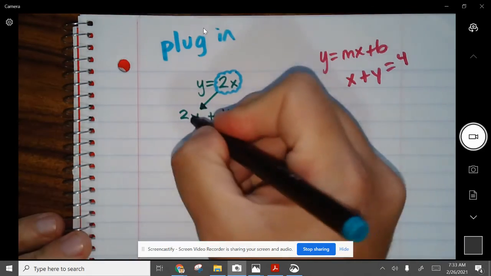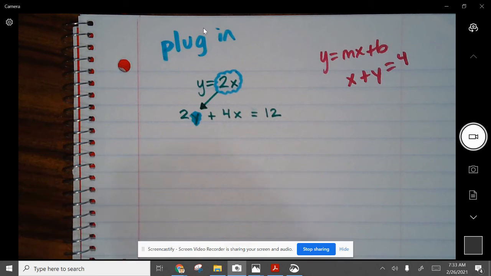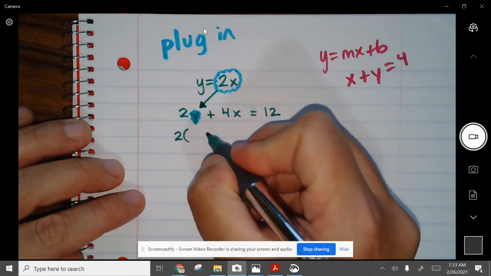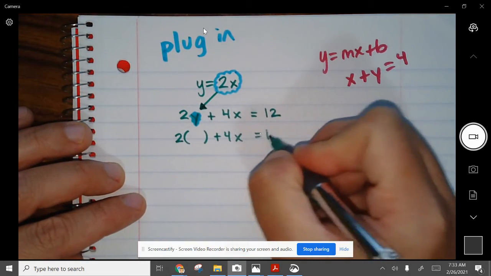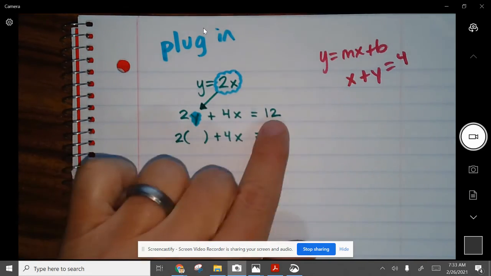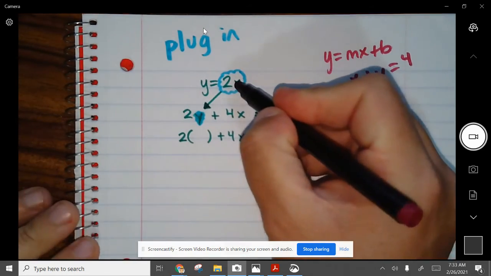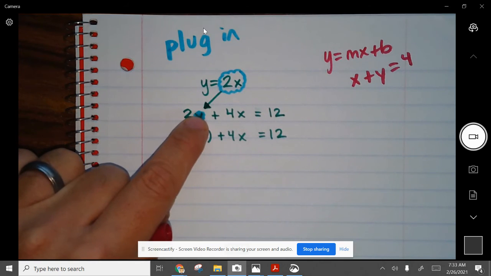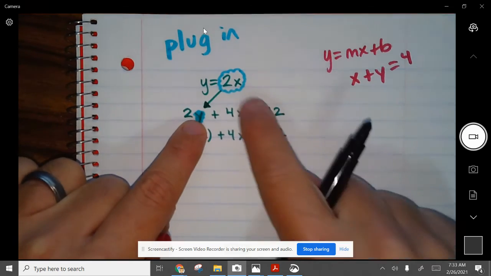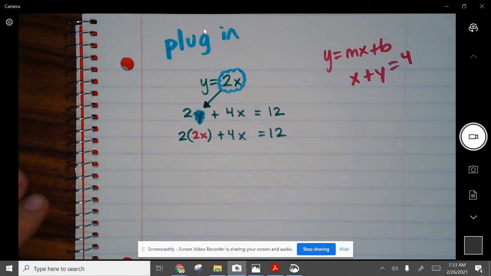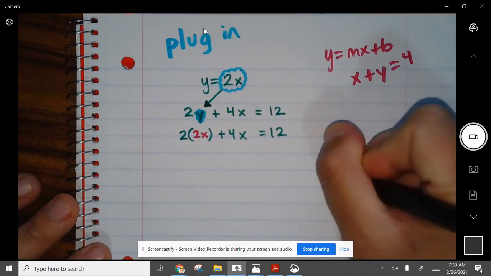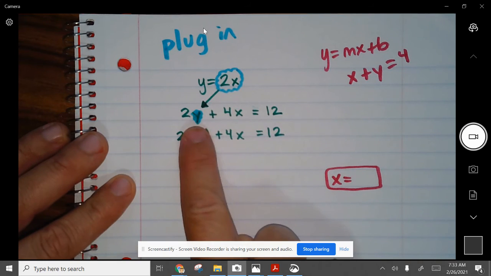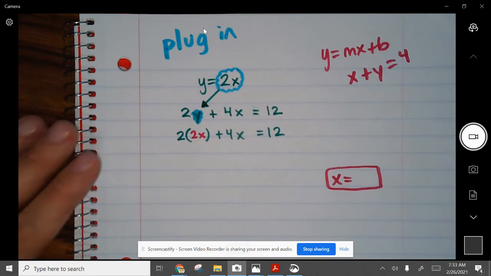I'm going to substitute it. So this is gone. The y goes away. And what do I put in its spot? The 2x. This gets a little confusing, pay attention. So I have 2, I'm going to put parentheses, plus 4x equals 12. I wrote the same equation. But now there's a 2x here. There's not a y because we know we can replace the y with what we know y is. Our whole goal for this, guys, is to get rid of one of the variables so we can solve for the other one. You can't solve for x unless you have only x's in an equation. Before we had y and x. That doesn't work. Now, how are we going to get x to be by itself now?